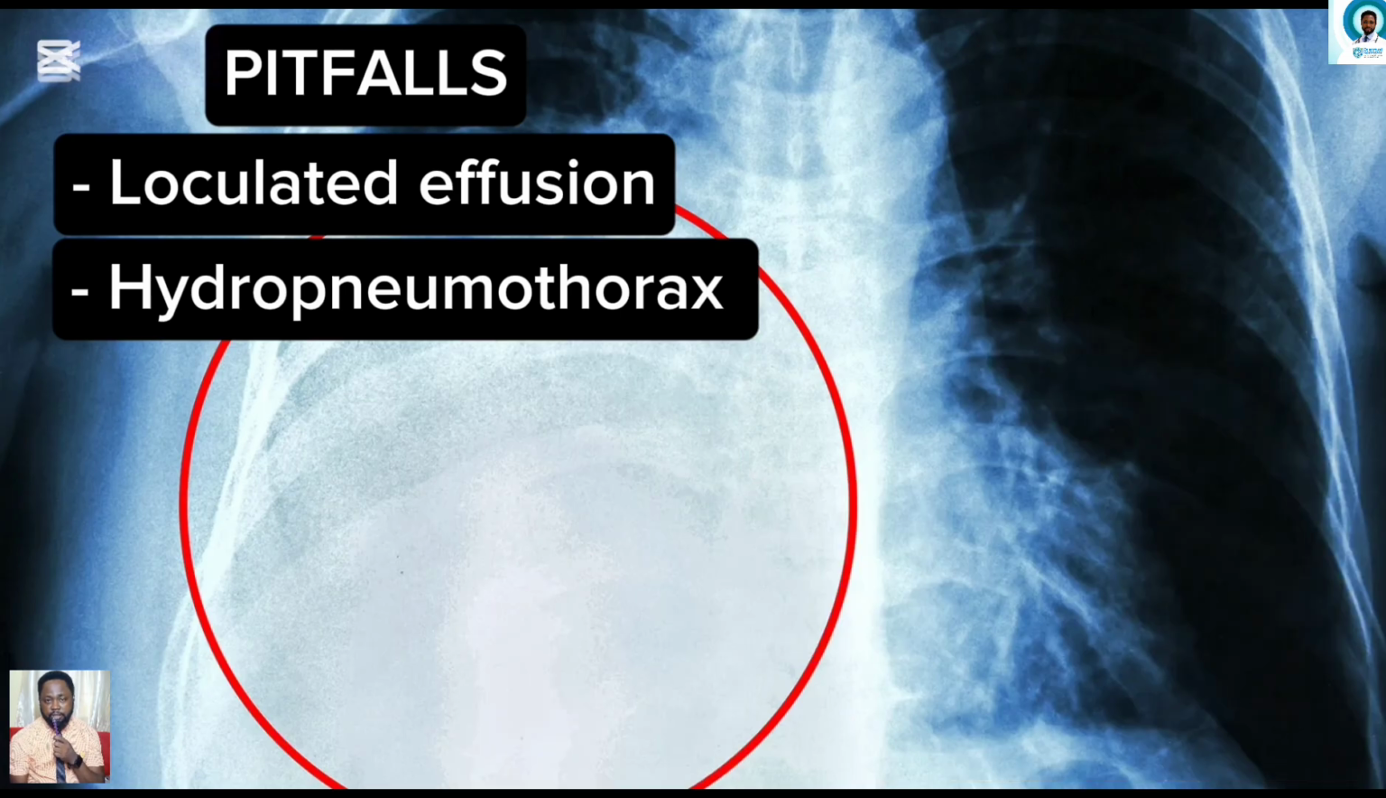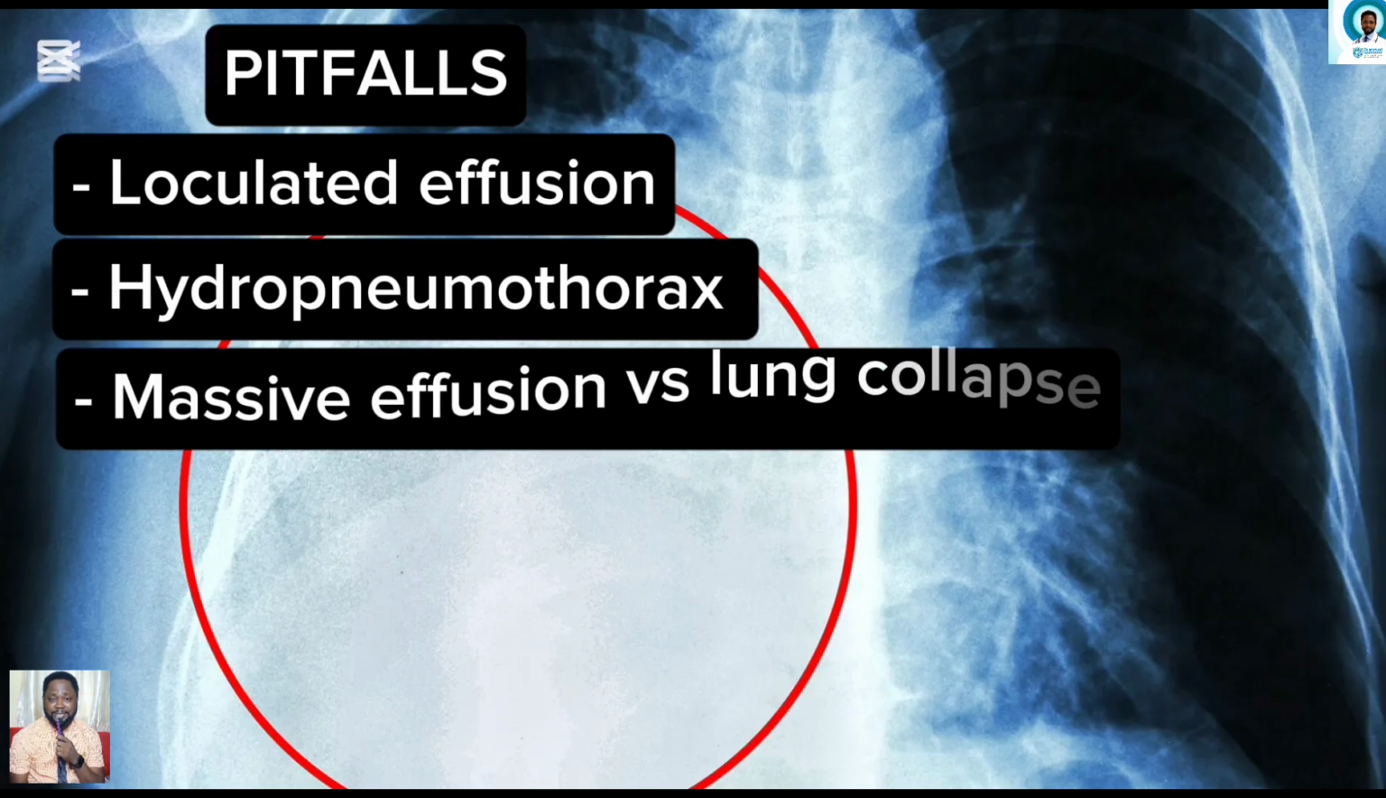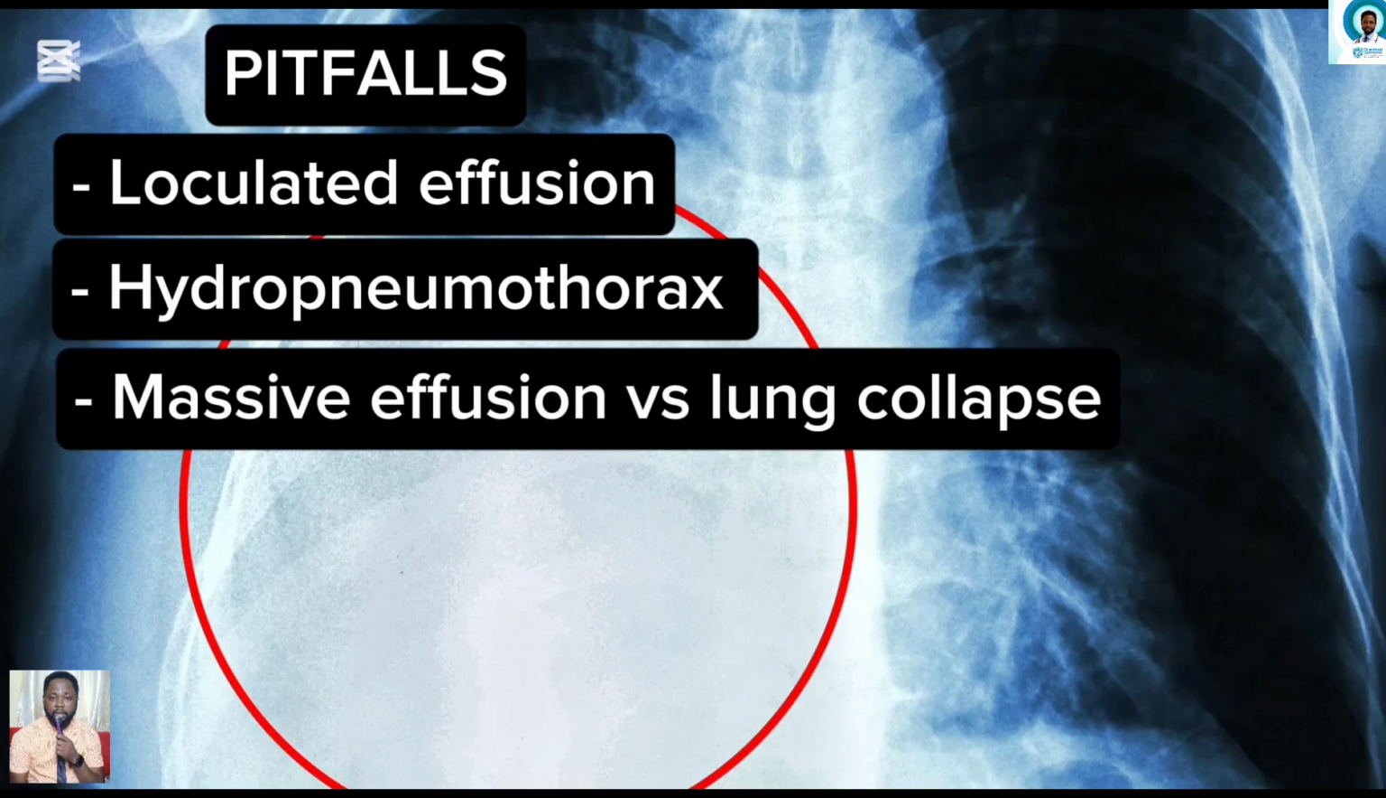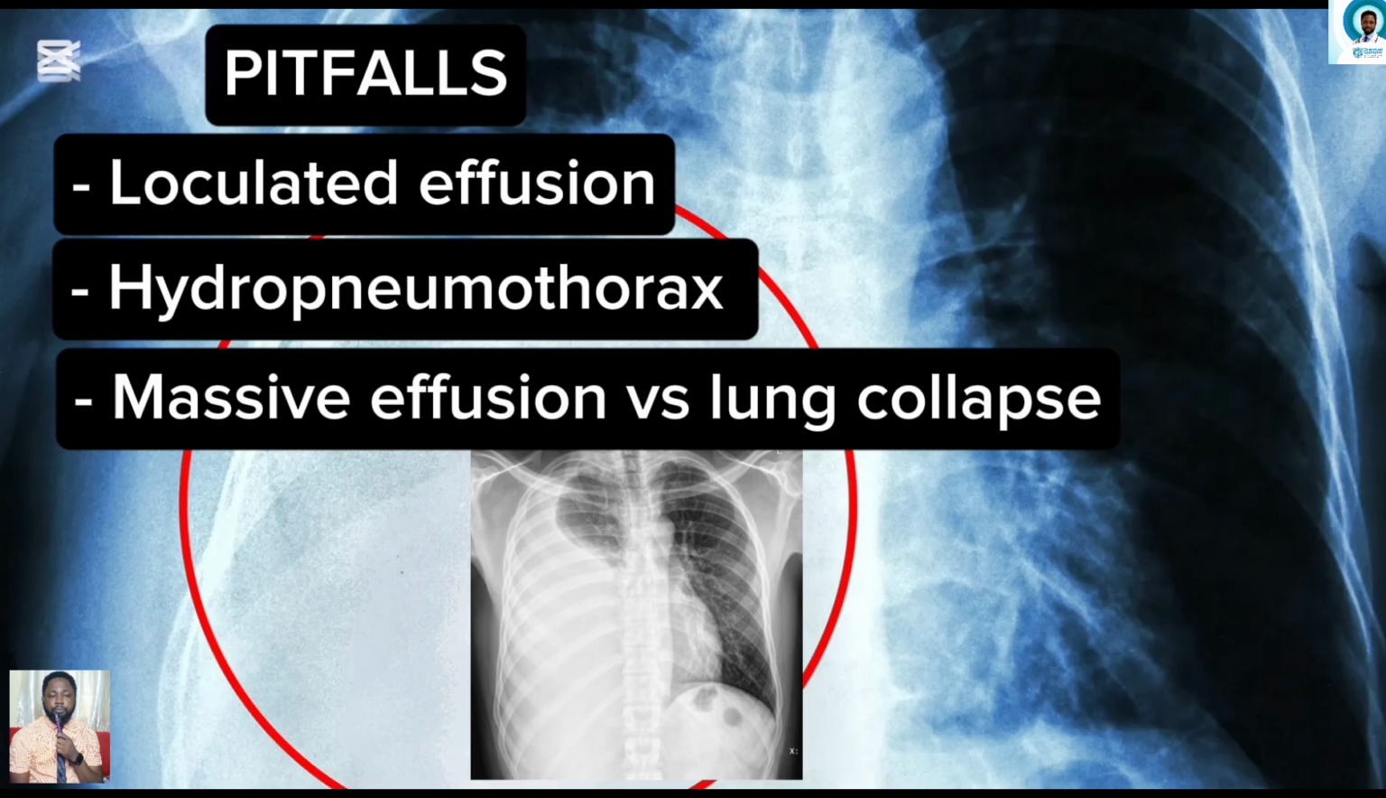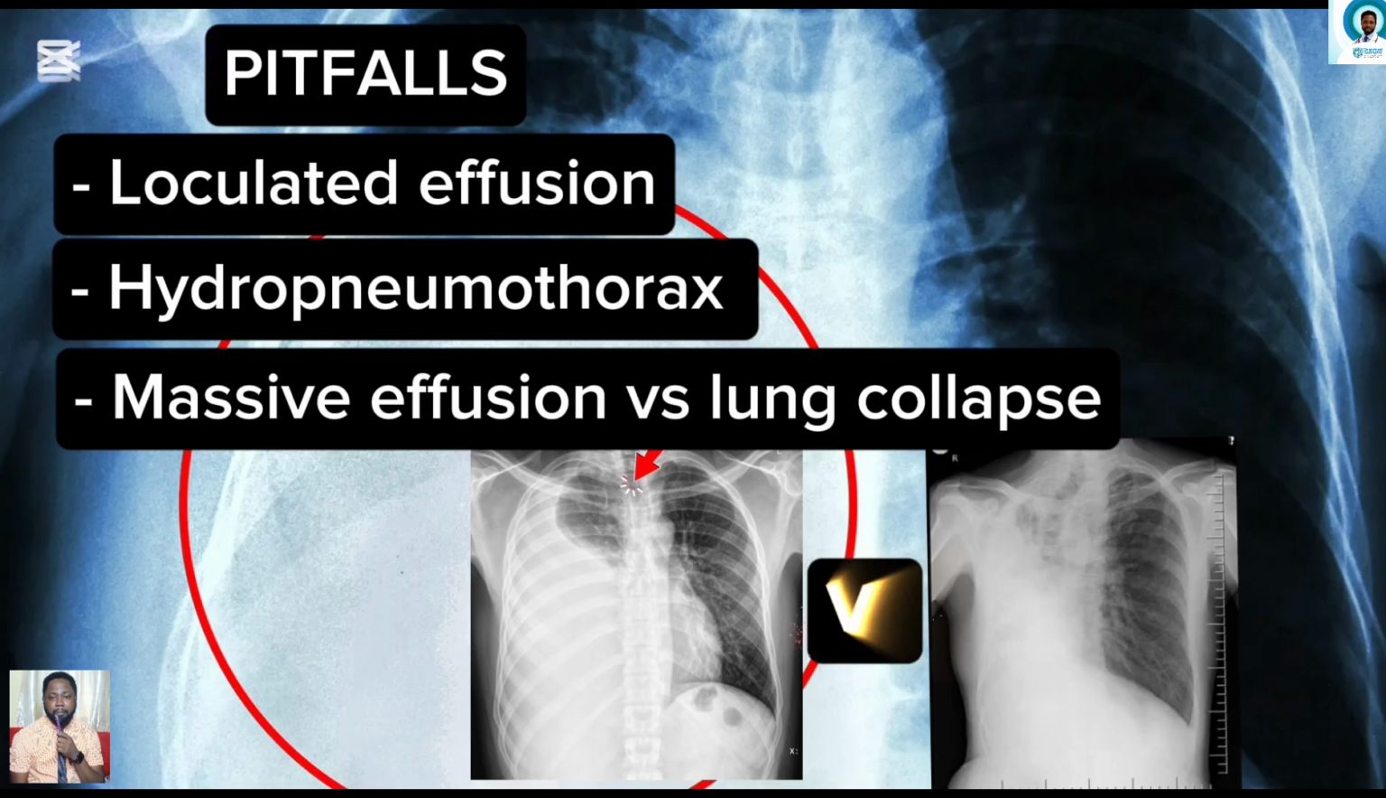Another pitfall is that it is sometimes difficult to differentiate massive pleural effusion from atelectasis or lung collapse. However, the secret is to remember that a large effusion usually pushes the mediastinum away to the contralateral hemithorax. In contrast, lobar collapse or atelectasis pulls the mediastinum towards the ipsilateral side.